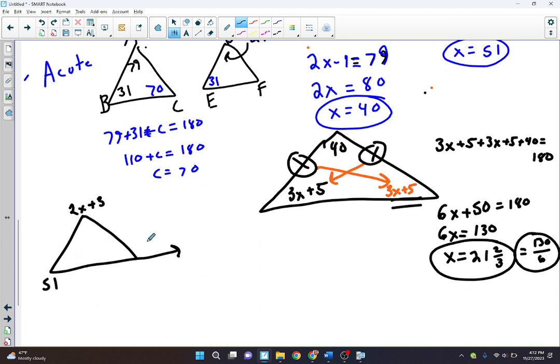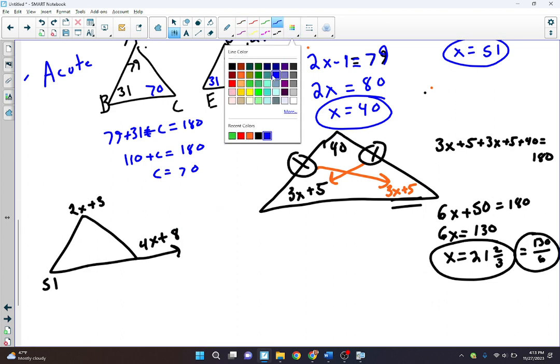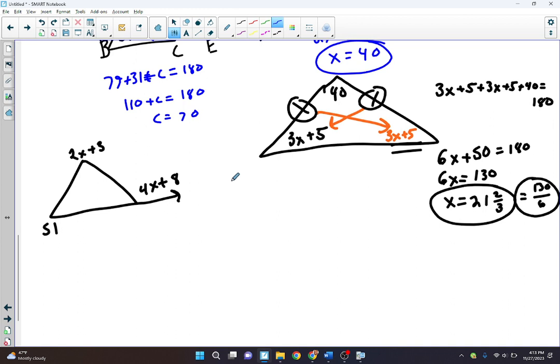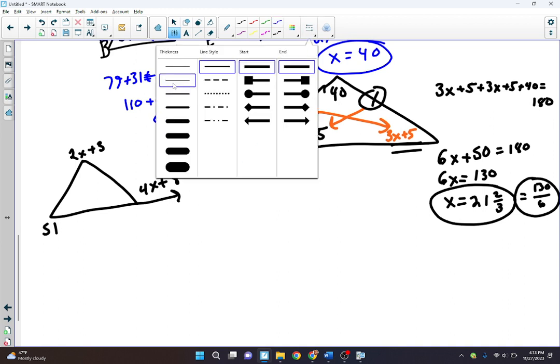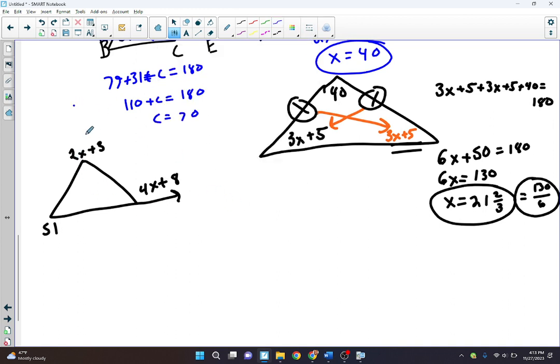These are the angles. I just don't want to draw them inside because they'll get smushed. 4x plus 8. This is number 15, okay? Again, an external angle, even though there's multiple variables, 2x plus 5, it's not that bad a situation. 2x plus 5 plus 51 equals 4x plus 8. Doesn't it equal 180 because it's on the outside, no? Yes, so it's these two angles equal this angle.